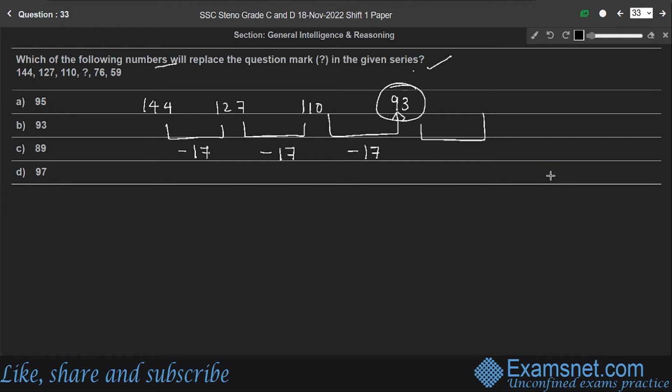To verify this, consider the next number. 93 minus 17 is equal to 76. So the last number is 59, since 76 minus 17 becomes 59. Therefore, the fourth number is 93, option B.